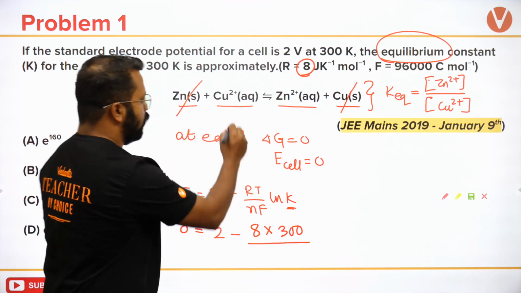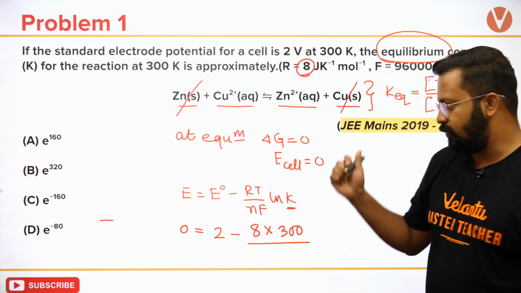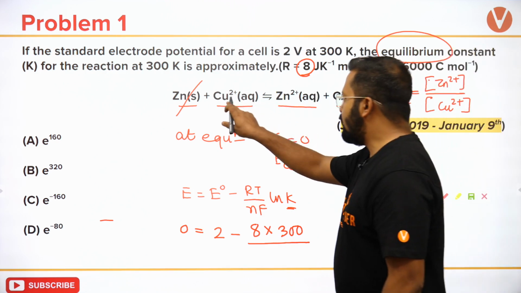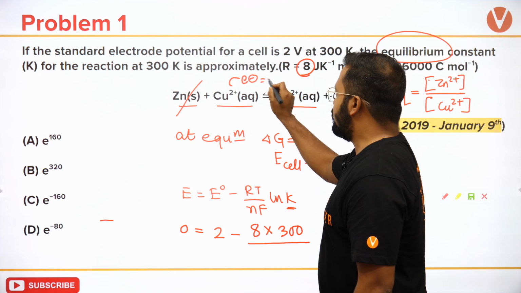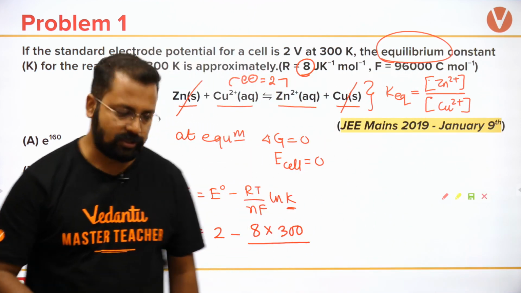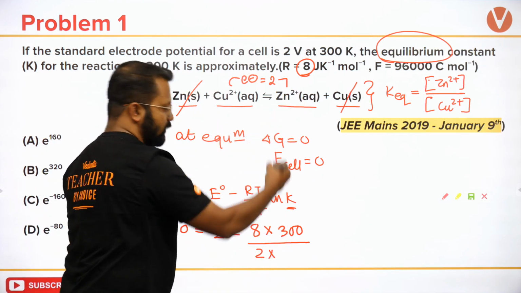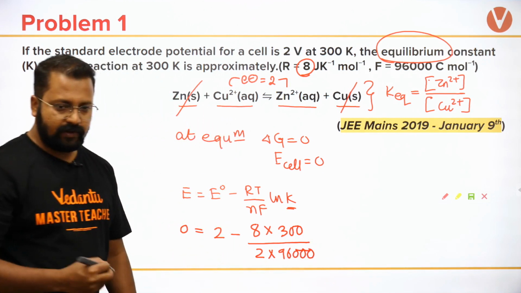upon n. What is the number of electrons which are exchanged? Chandan, please look over here. It's not D. Answer is not D. So how many electrons are being exchanged over here? The number of electrons which are exchanged is 2. So I'll put the value of n as 2. F value is given as 96,000.